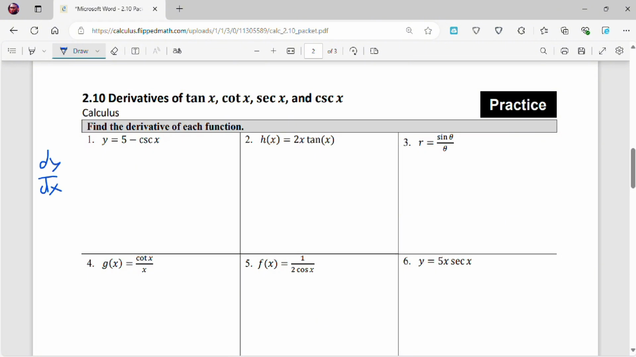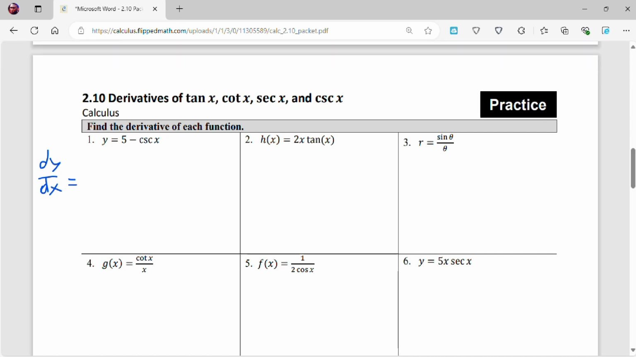dy/dx equals derivative of constant is 0. Derivative of cosecant is negative cosecant cotangent x. So if there's a negative, it's gonna be positive cosecant cotangent x.